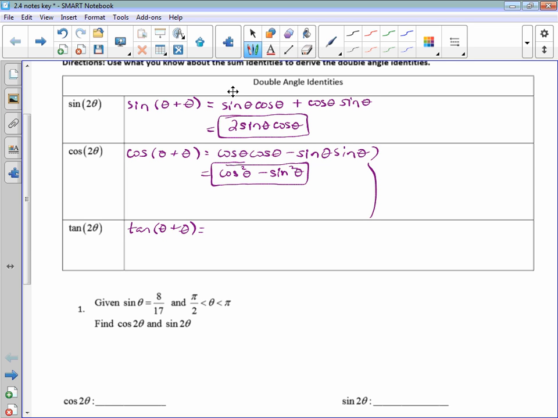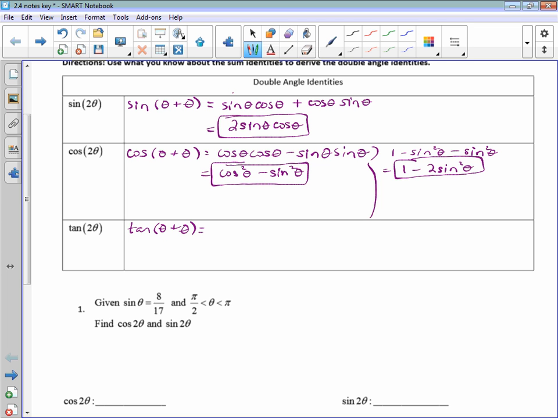What could we say cosine squared is equal to? Like, what do we know? Yes, 1 minus sine squared, right? So I could also do 1 minus sine squared theta minus sine squared theta, which is 1 minus 2 sine squared theta. So that's a second cosine double angle formula. You with me?